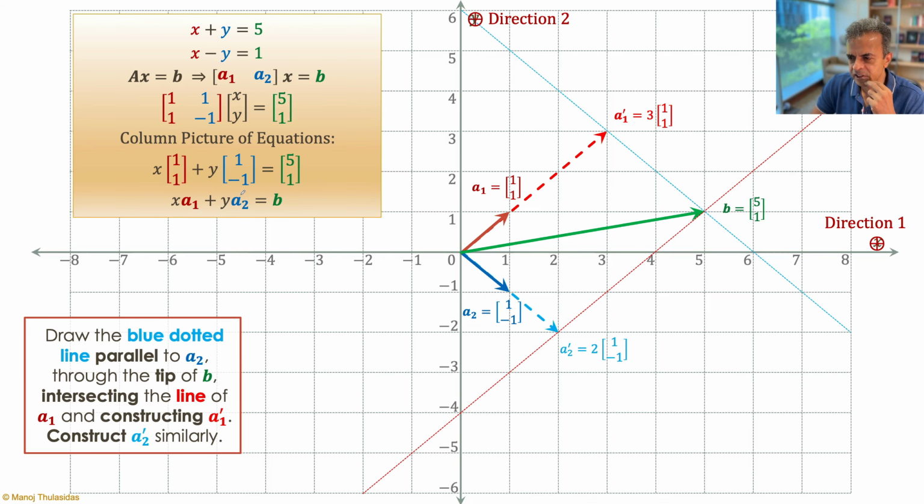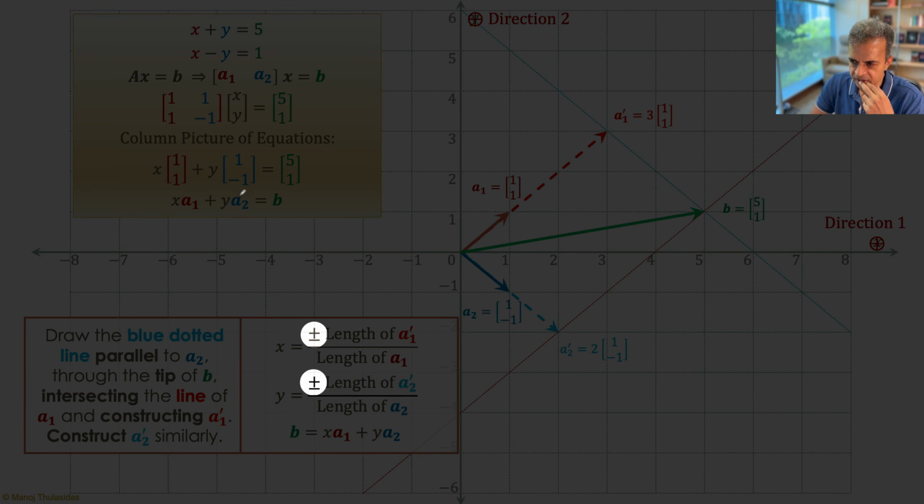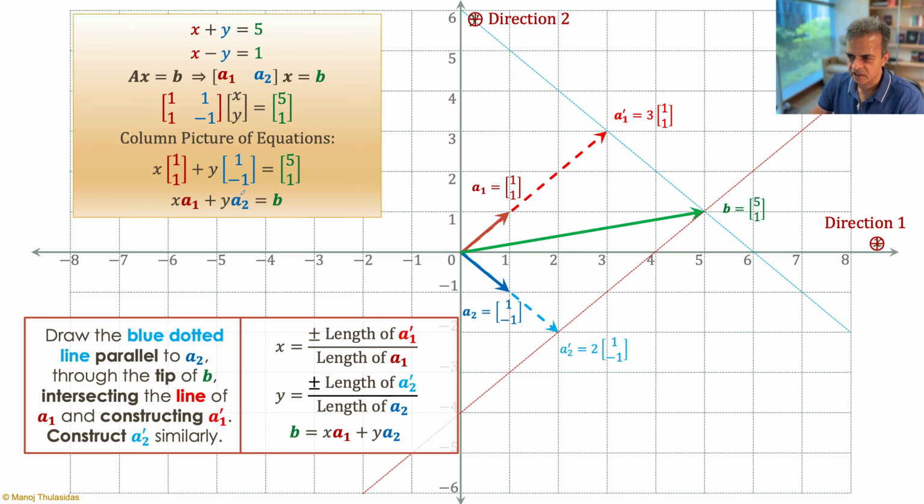How do you find the scaling factor? You just take the length of the bright red A prime, that is the extended red vector, divided by the length of A, the original vector, and that gives you the weightage that you need, x, to scale A1, and then similarly you find the weightage for A2. Now I have a plus or minus here. That is because if you had to extend the vector A1 not along the direction but opposite to the direction, then you would have to take a negative sign. Same thing goes for the blue vector too. So that's how you find the weightages, and that's how you would get the solution.